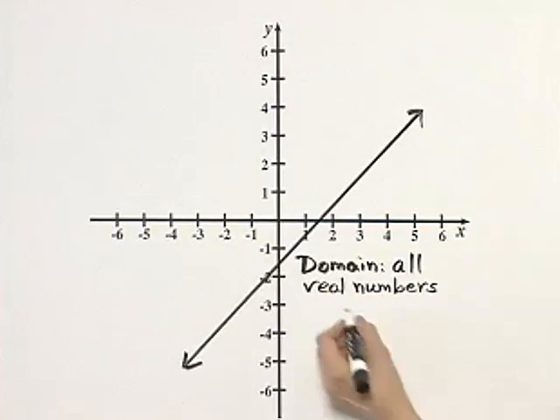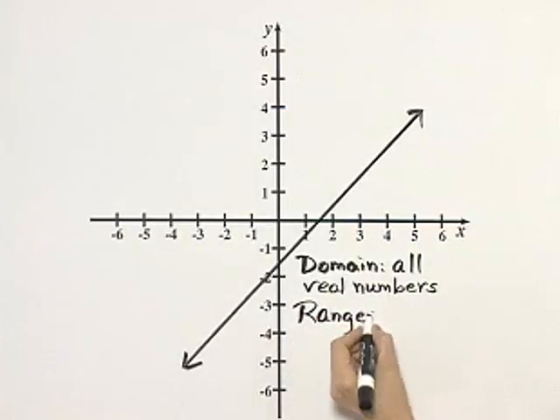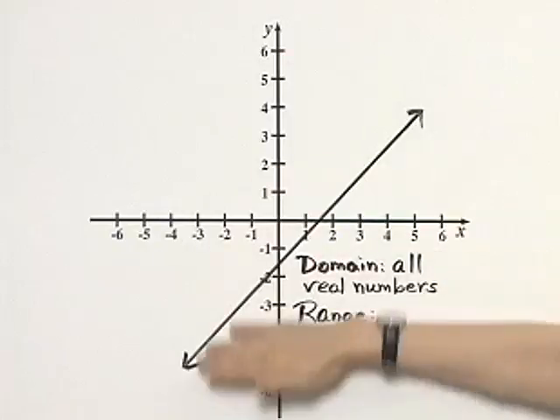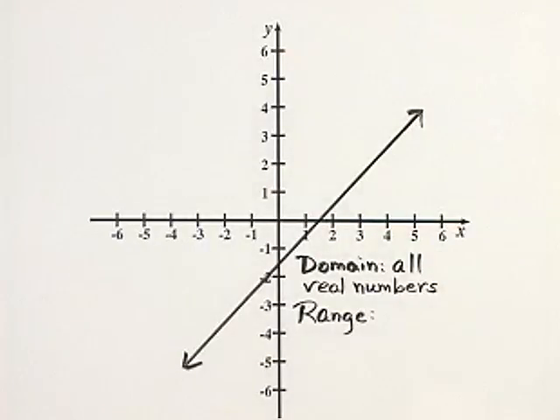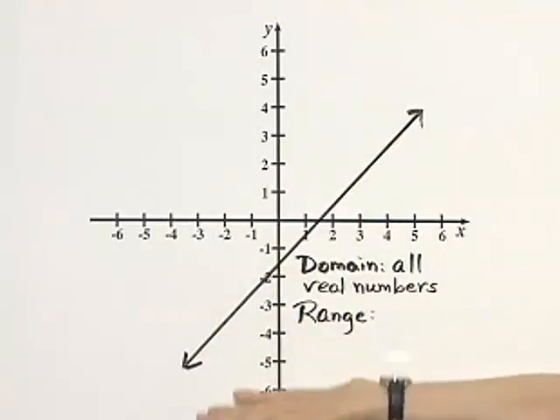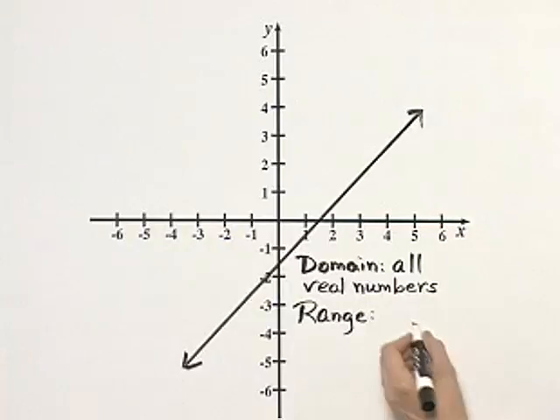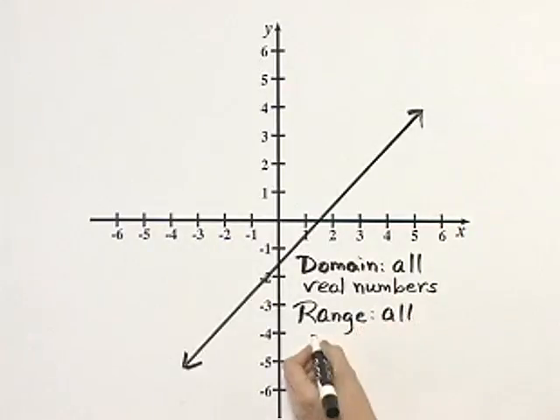What about the range? Now range, we are thinking of y values. So we're thinking of how far down and how far up this graph extends. Again, thinking of this line, how far down, negative infinity, how far up, positive infinity. So the range happens to be the same thing, and that is all real numbers.